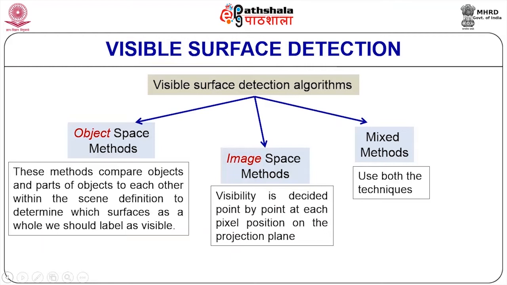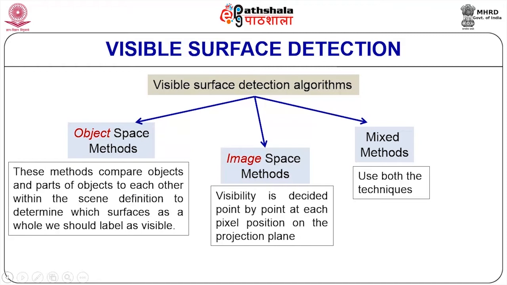We can classify these visible surface detection algorithms as either object space or image space, and we can combine the object space and image space and call them mixed methods. So, we have three classes here: one is object space, the other is image space, and combining both we have a mixed set of methods.